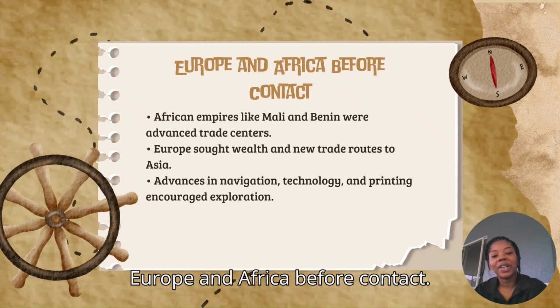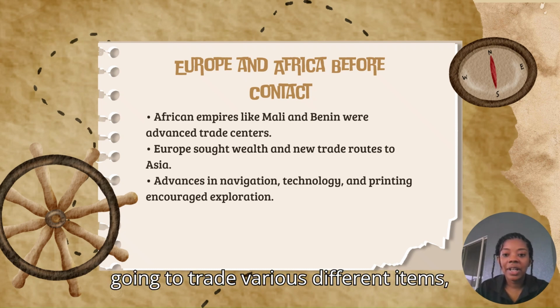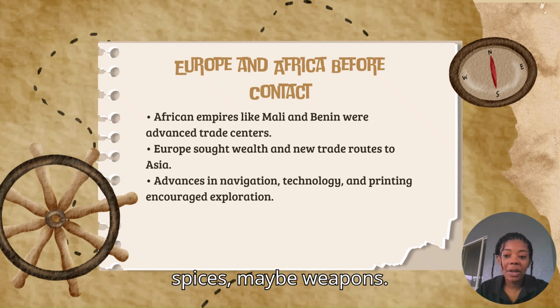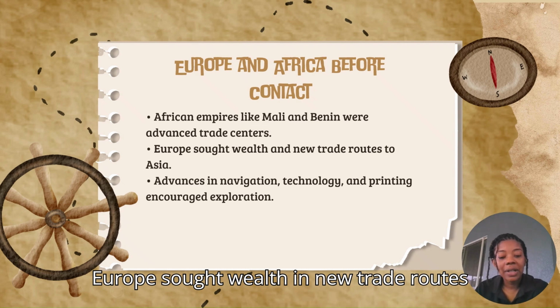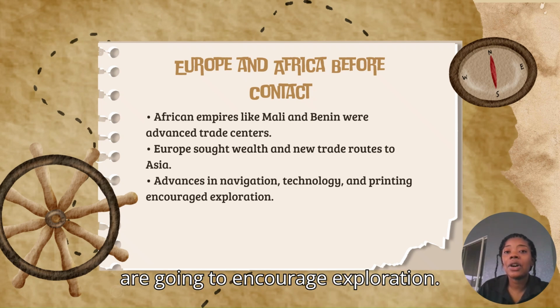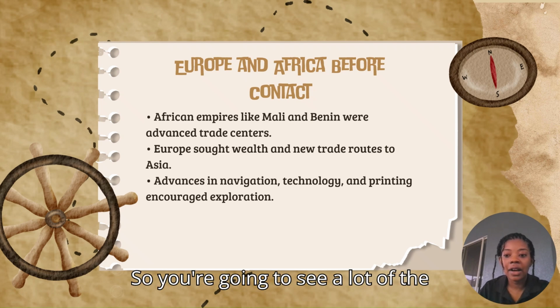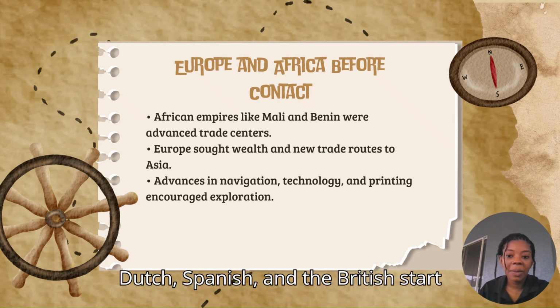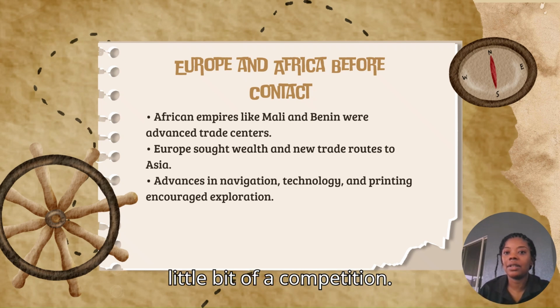Europe and Africa before contact. African empires like Mali and Benin were advanced trade centers. They traded various items, spices, maybe weapons. Europe sought wealth and new trade routes to Asia. Advances in navigation, technology, and printing encouraged exploration. So you're going to see a lot of the Dutch, Spanish, and British start to explore, and it's going to become a bit of a competition.